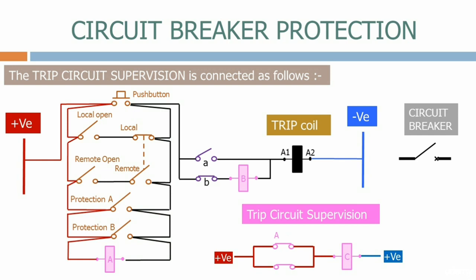In the open position, current passes from the positive terminal through the A and B coils, through the trip coil, and onto the negative terminal. Again, because the A and B coils have such a high resistance, the current is insufficient to operate the trip coil.